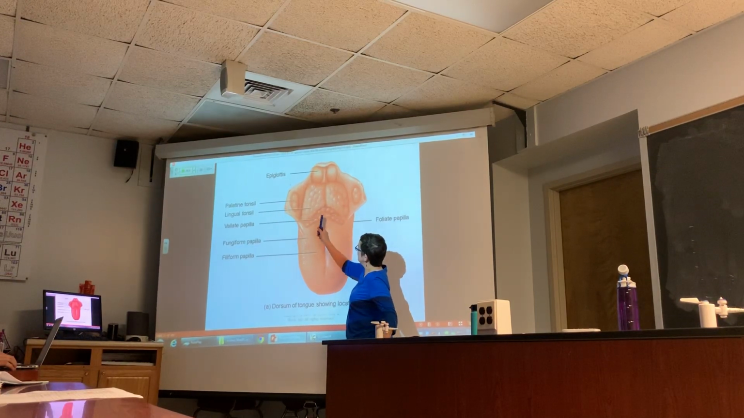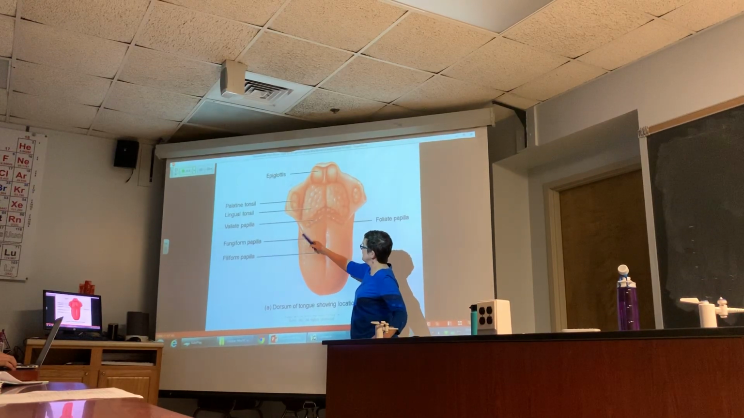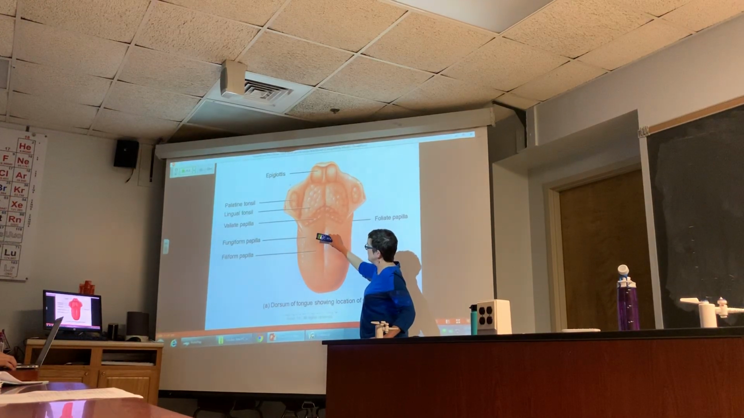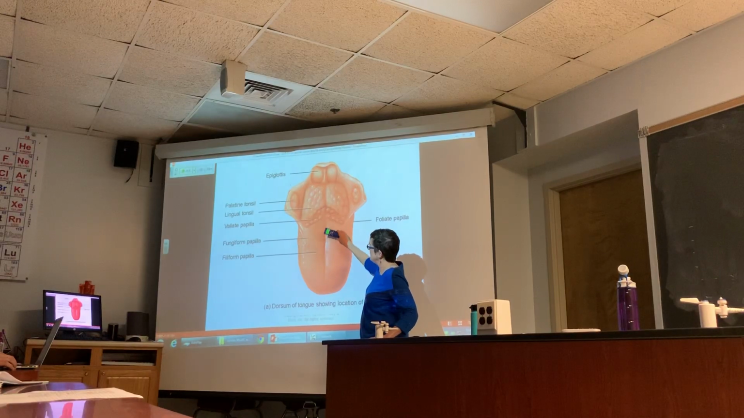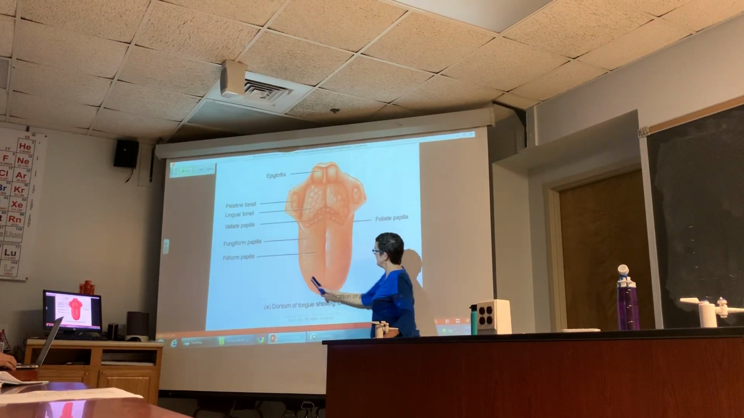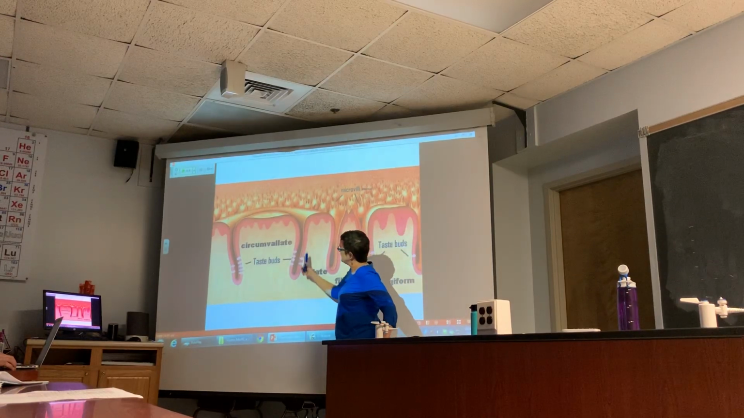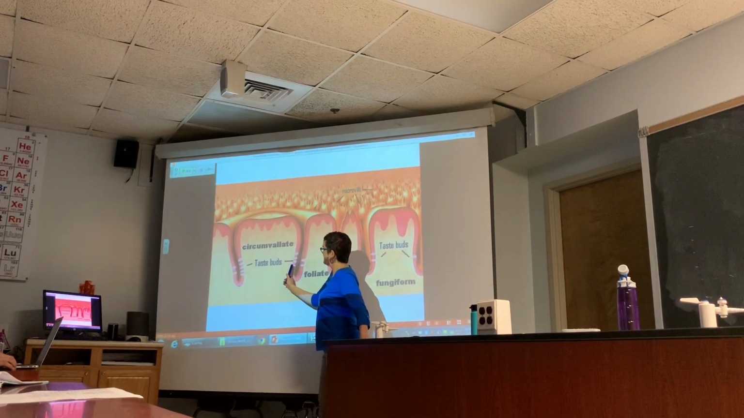Back here, these big bumps are the vallate or circumvallate papillae, and then you've got the fungiform and filiform ones all over your tongue. Those foliate ones from childhood will be over here in the margins. And so here's a picture that illustrates the different shapes. Circumvallate is the biggest and has the most taste buds.